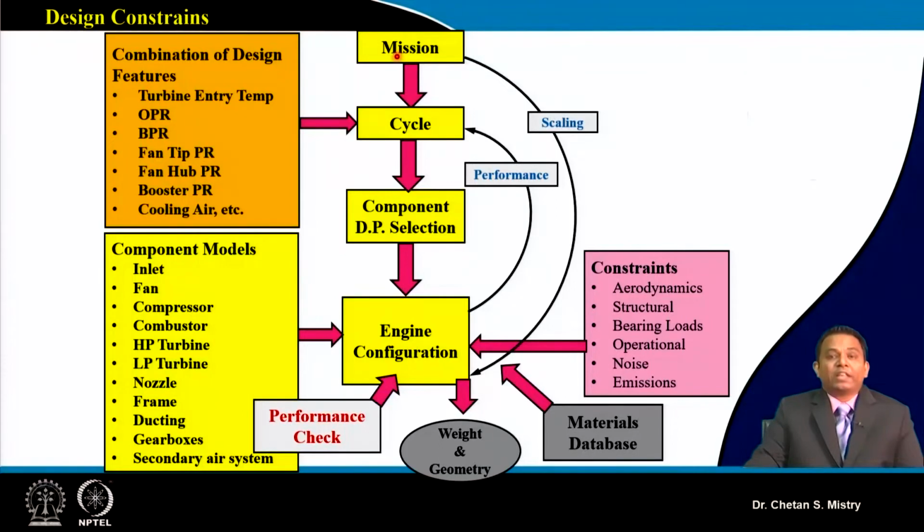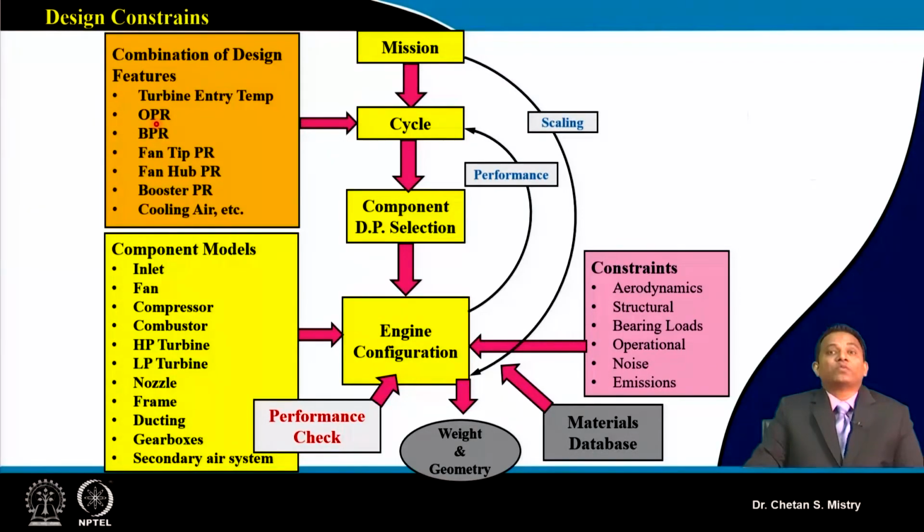So if we are considering this, we have defined our mission. Now based on that we have done our cycle analysis, or we want to perform our thermodynamic cycle analysis. In order to do the thermodynamic cycle analysis, we need a combination of different design features, which includes turbine entry temperature, which is a main requirement. You can understand that it decides the efficiency of the plant. The higher the turbine entry temperature, the higher the efficiency.